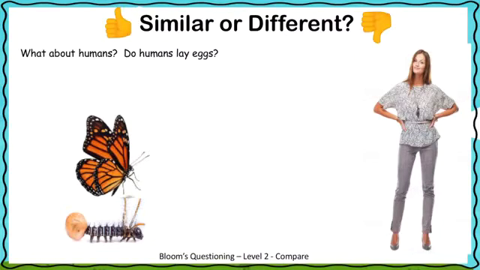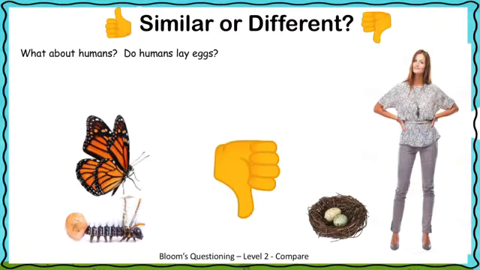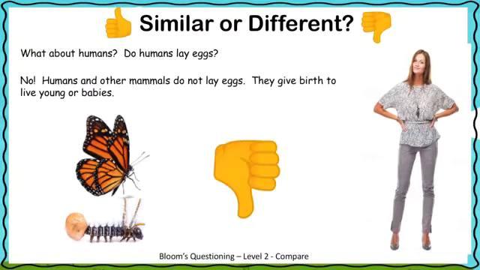What about humans? Do humans lay eggs? No, that would be a thumbs down. Humans and other mammals do not lay eggs. They give birth to live young or babies.